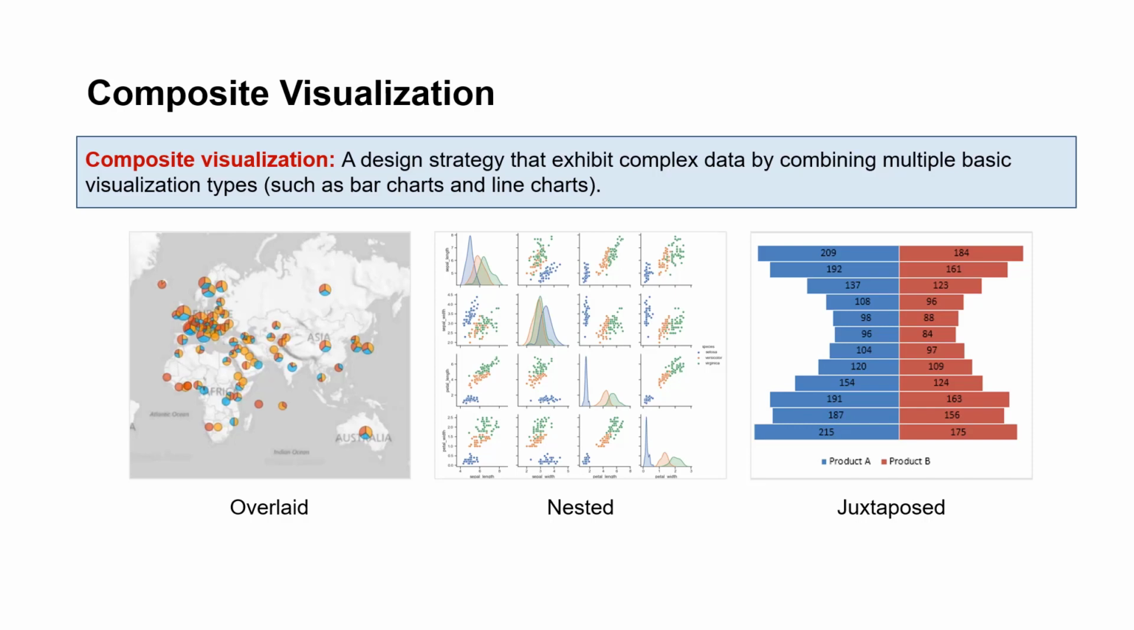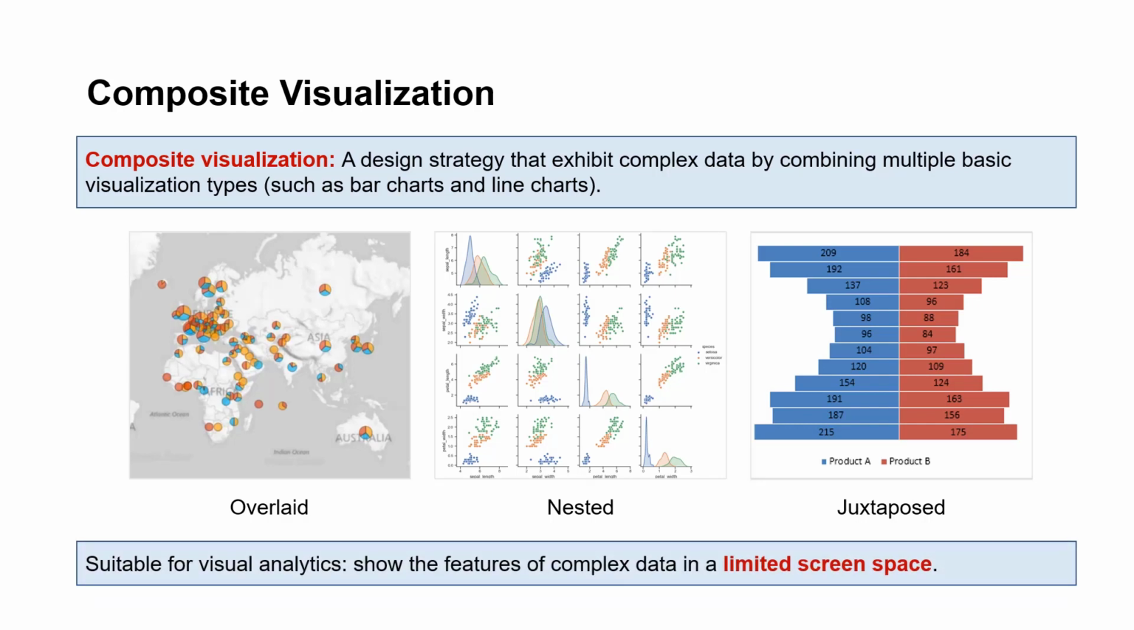Composite visualizations refer to a design strategy that exhibits complex data by combining multiple basic visualization types through overlaid, nested, and other patterns. Composite visualization is very suitable for visual analytics, because it can show the features of complex data in a limited screen space.